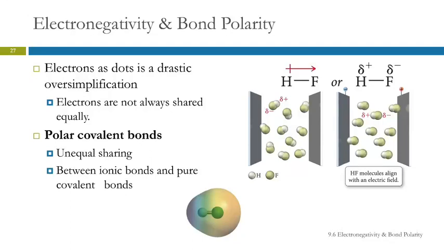Okay, electronegativity, bond polarity. So the Lewis dot model is very simple, and that's great, but it's also just very simple, and you kind of just have this gut feeling that it can't really be that simple. It is an oversimplification. So the electrons are shared, but they're not necessarily shared equally. So we have polar covalent bonds. Polar covalent bonds have unequal sharing.